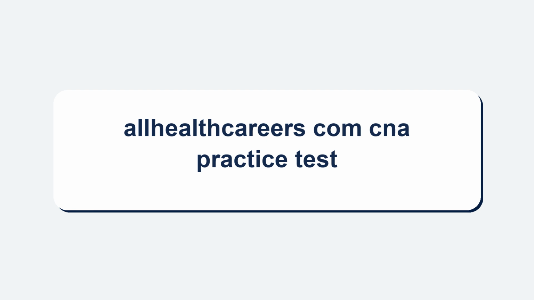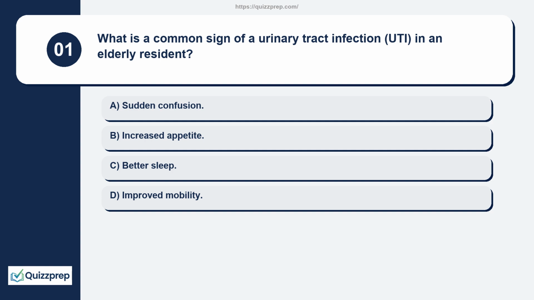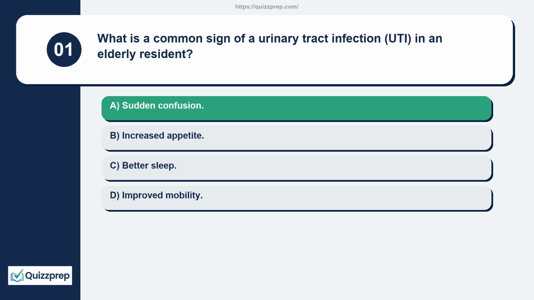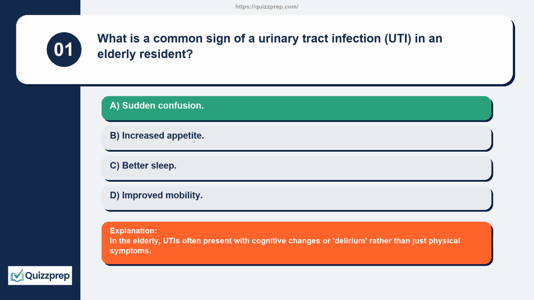AllHealthCareers CNA practice test. Question 1. What is a common sign of a urinary tract infection, UTI, in an elderly resident? Sudden confusion, increased appetite, better sleep, improved mobility. In the elderly, UTIs often present with cognitive changes or delirium rather than just physical symptoms.